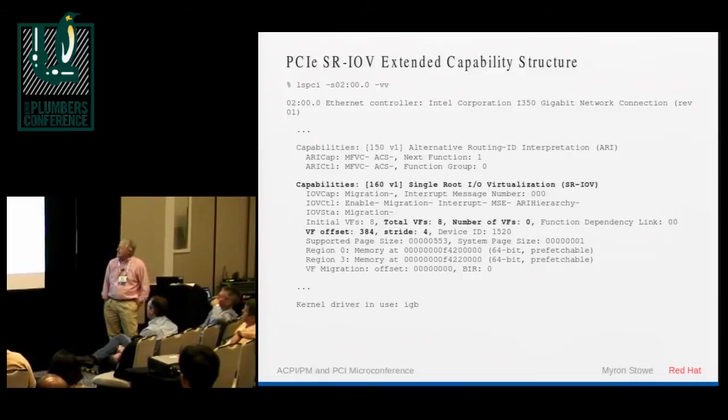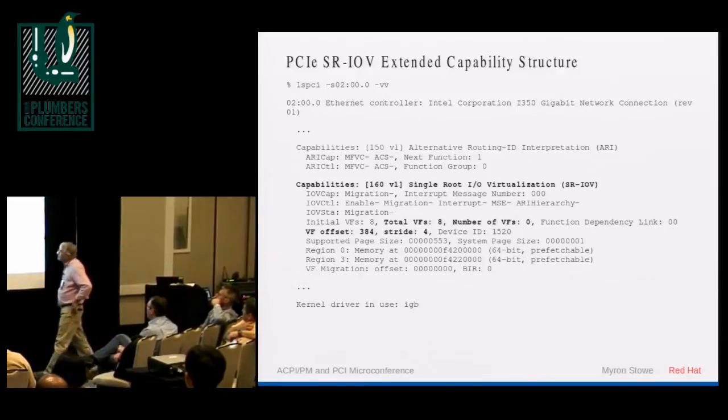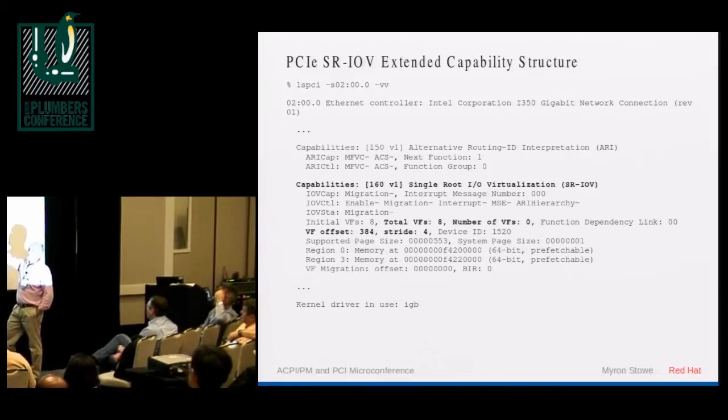Probably the key things to note, and I'm just trying to set a little context and background here, is that you probably do need ARI capability, the Alternative Routing ID Interpretation, especially if you're going to have more than 8 devices. But if you are going to have virtualization, the key fields are the total VFs. This is the ceiling, how many it can support. The number of VFs, this is how many are active.